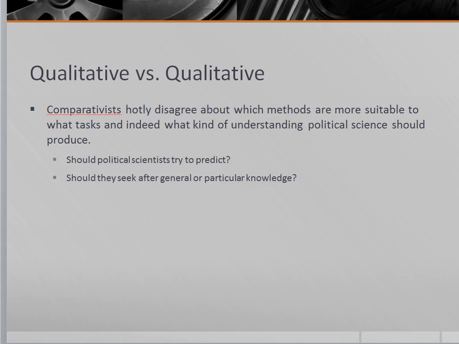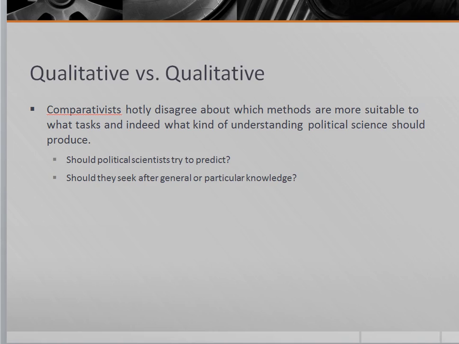Now, like I said, comparativists hotly disagree about which methods are more suitable to what task. And indeed, they disagree about what kind of understanding political science should produce. What kind of knowledge should political science be in the business of producing? Some political scientists really disagree with the idea that political scientists should try to predict the world. They think that's just not the kind of knowledge that we can produce, and efforts to quantify things and predict are largely a pretense of knowledge. You're pretending to have knowledge that you really don't have because the world is too complex, because your variables are too subject to manipulation, and so on and so forth.